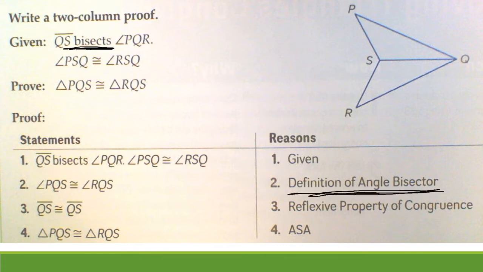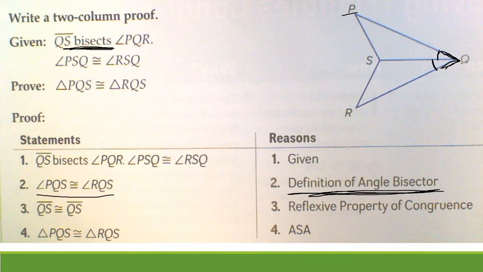So it says QS bisects PQR. Well, here's PQR, so that's this angle right here. If it bisects that angle, that means the top half has to be congruent to the bottom half. That's what it means to bisect, to cut in half. So that's where they get this statement right here.